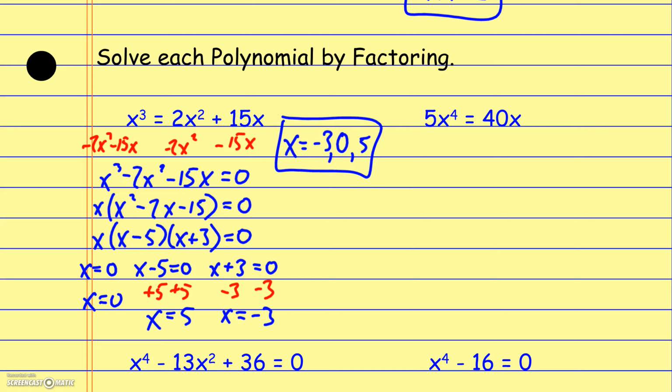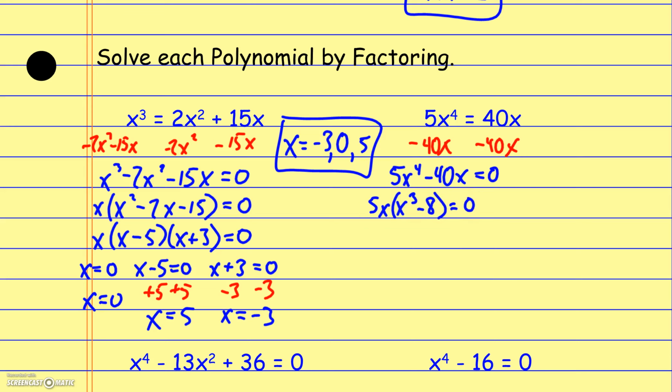Okay? For the next one, again, I have to do the same thing. I got to get it set equal to 0, so I'm going to subtract the 40x from each side. When I do that, I'm left with a 5x to the 4th minus 40x equals 0. And now from here, I have to factor this thing, so I'm going to factor out a 5x, which leaves me with an x to the 3rd minus 8.